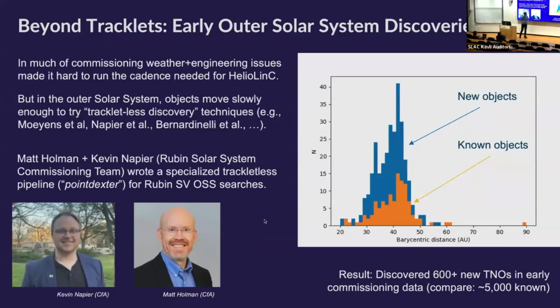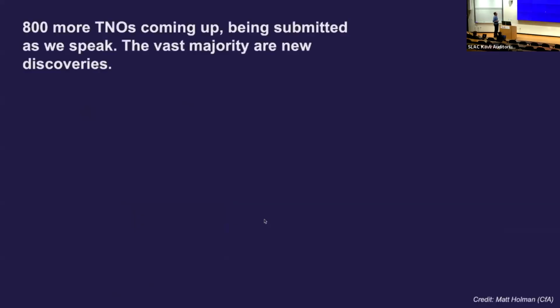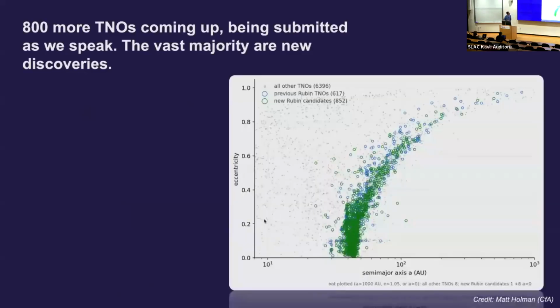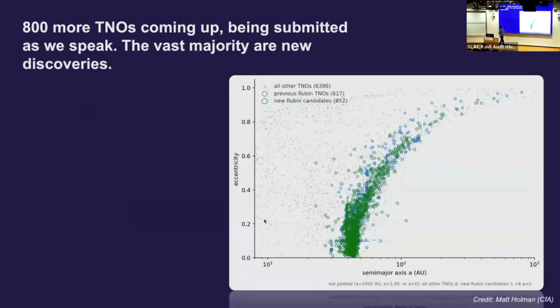So the result is, so far, we've discovered 600 new TNOs from early commissioning data, and you should compare that to about 5,000 that we discovered over the last 30 years or so. But wait, there's more. We have 800 more new TNOs coming, being submitted, I think, as we speak. Ari's working on it. And the vast majority of them are going to be new discoveries. So here's the new plot. They look the way they're supposed to look. It's the same semi-major axis versus eccentricity.